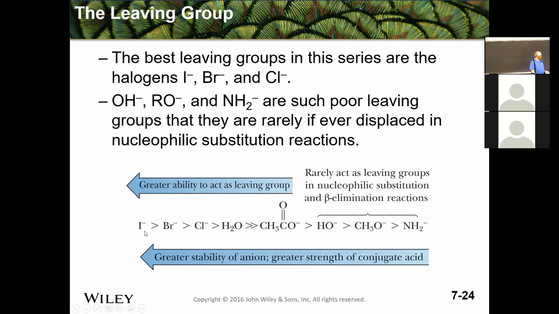Iodide is a very good leaving group. Turns out it's also a good nucleophile. Iodide, bromide, chloride, these are good leaving groups. Water is a fairly good leaving group. OH is a very poor leaving group. NH2 minus is even worse. Okay, so the greater the stability of the leaving group, the faster the reaction.